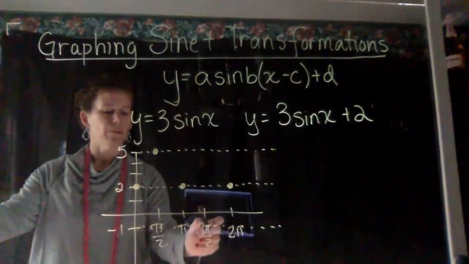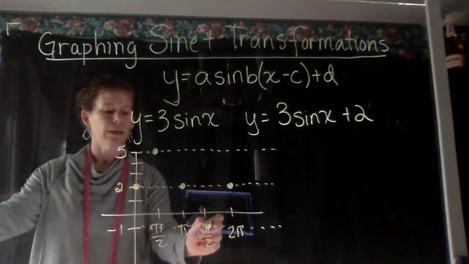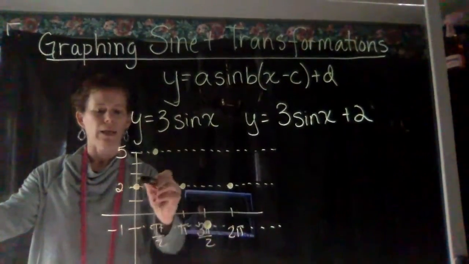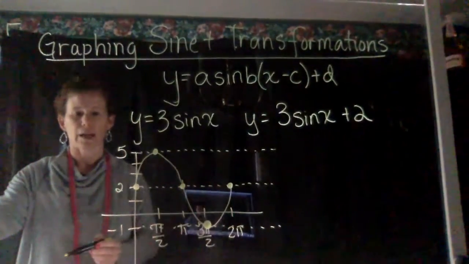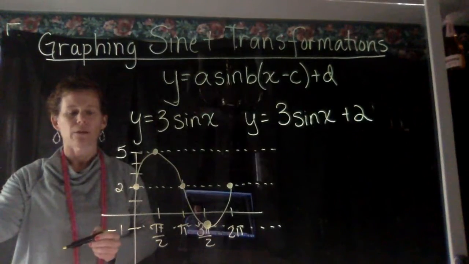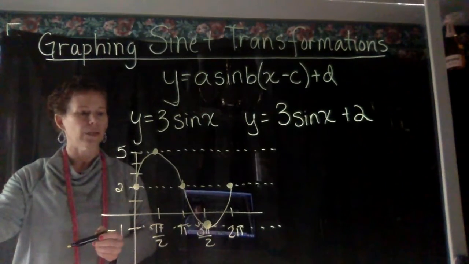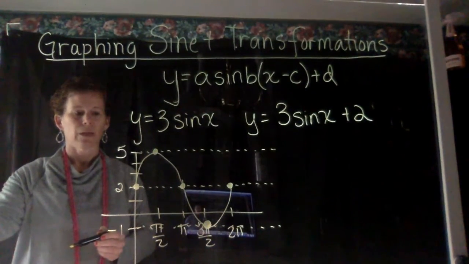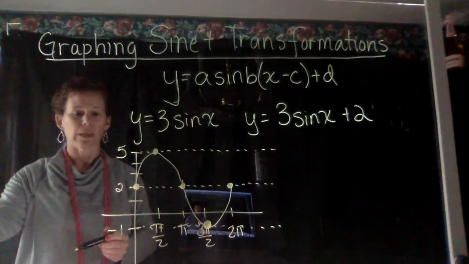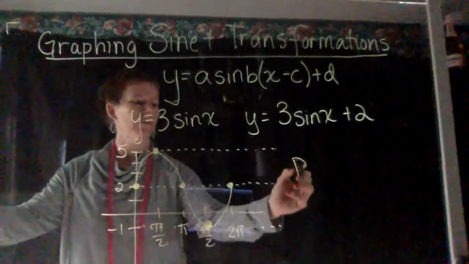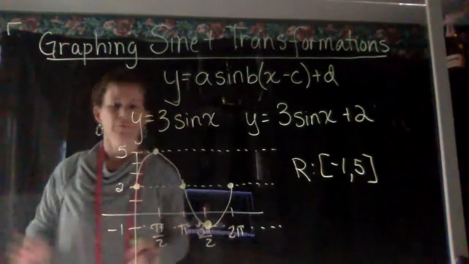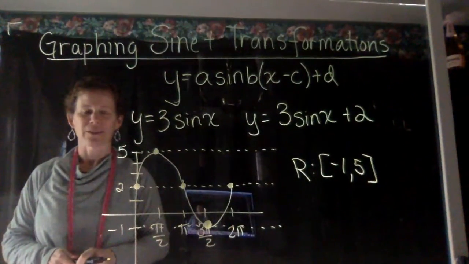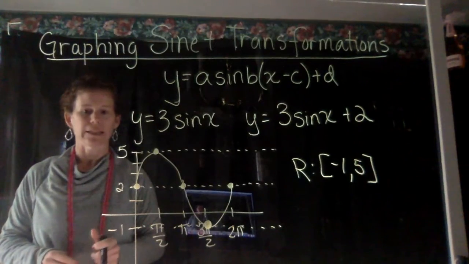At my minimum, I'm at 3 pi over 2 at -1. And we're going to have our nice sine curve. So this is a sine graph that has an amplitude of 3, and it's been shifted up 2. If I were to write the range, it would be between -1 and 5. So we've looked at the effects of A and D on the graph.